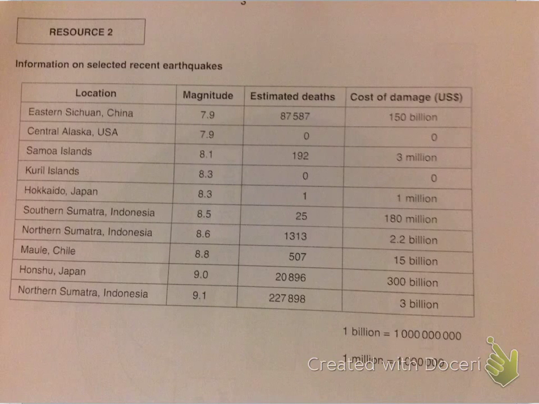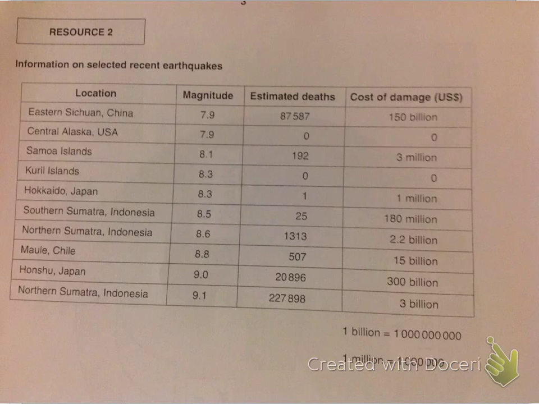So question 2 was answered really well again by the majority of the class. Thankfully, nobody fell into a level 1, and really that was where you just had some very simple descriptions, taking the data from the table, not really making any comment about what extent the magnitude was linked to the cost of damage.